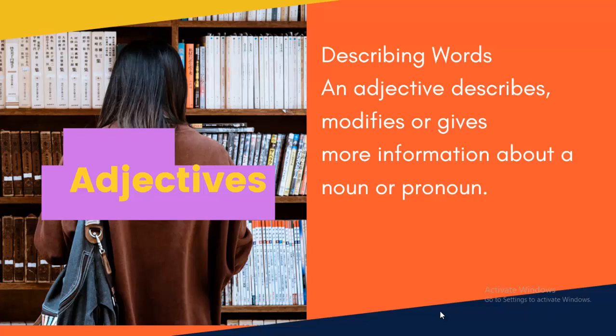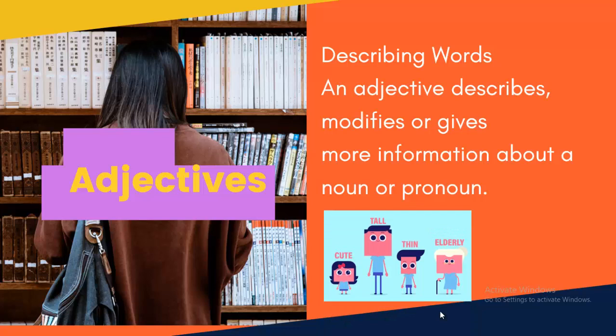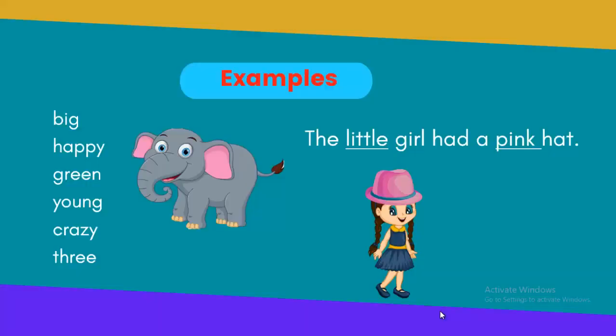For example, if I say he is a tall man, the word tall is an adjective in this sentence, which is describing the word man. Similarly, the words cute, thin, and elderly are the examples of adjectives. Here are some more examples of adjectives. Look at this sentence. The little girl had a pink hat. The words little and pink are the adjectives that are modifying the words girl and hat respectively.